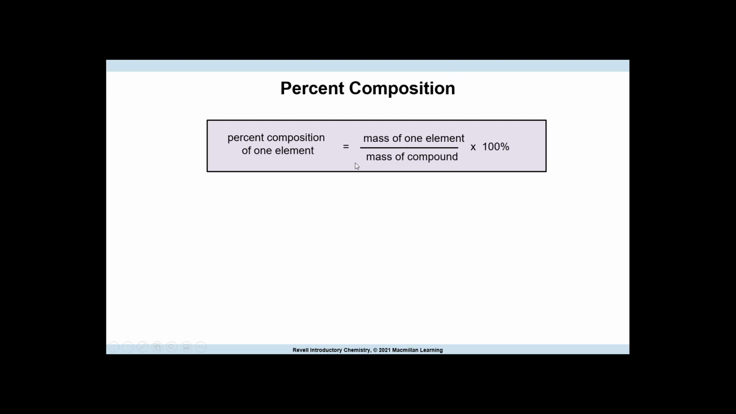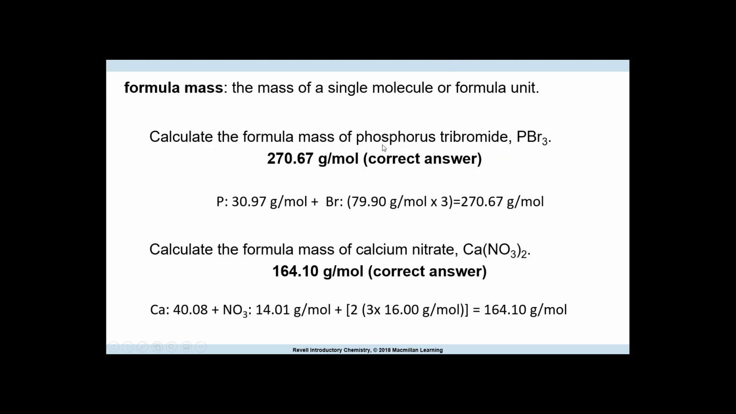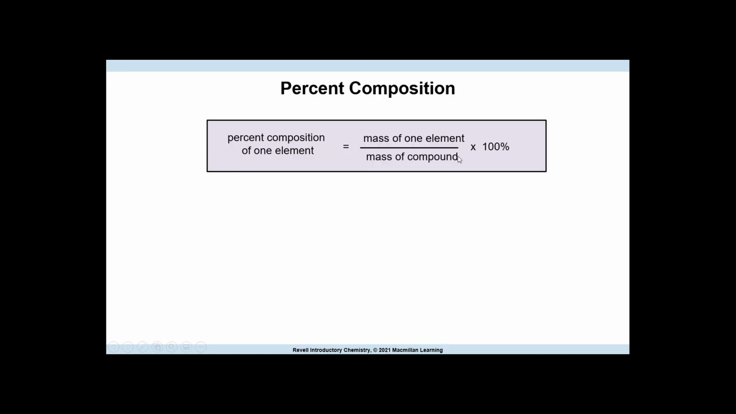Well, say, for instance, let's jump back over here. We want to know the percent of calcium that makes up the entire compound. We'll take the mass of calcium and set it up on top of the whole mass of the entire compound. And that's what this means. We take the mass of the one element we're interested in. We set it up over the total mass of everything. And remember, percent is always out of 100.